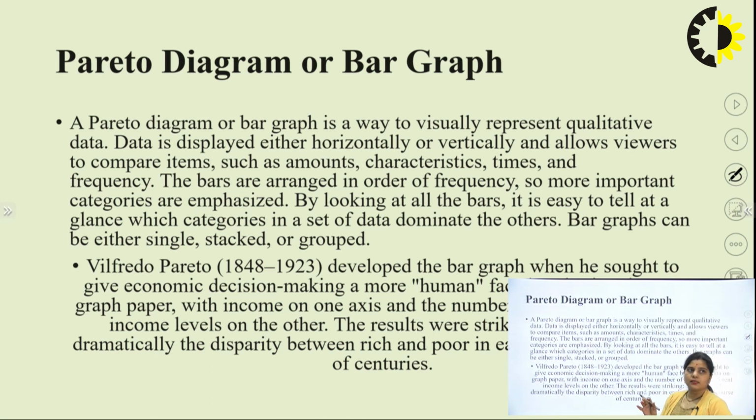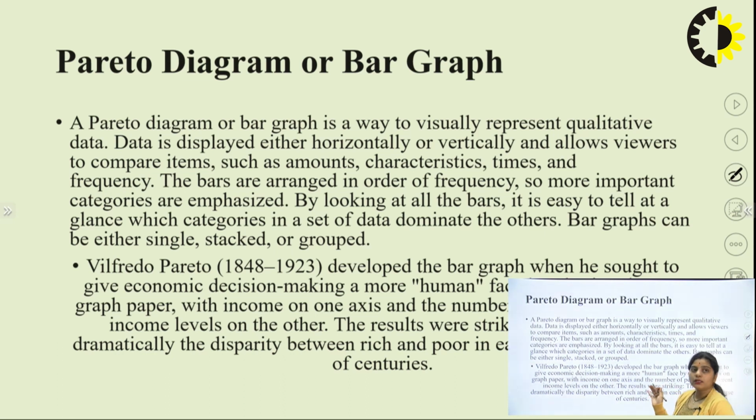In this, the data is displayed either horizontally or vertically, and it allows the viewers to compare the items. The items can be of different kinds, like amounts, characteristics, times, features, frequencies. For displaying these things, a bar graph is used. The bars are arranged in the order of frequency.